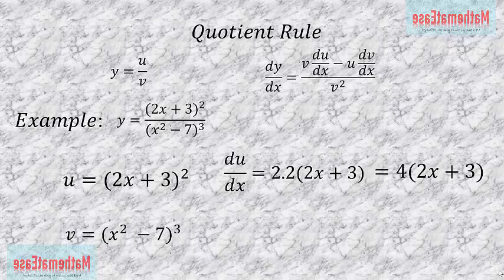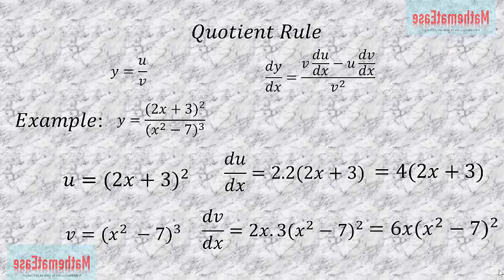V is equal to (x squared minus 7) raised to power 3. So you do the same thing. The derivative of V will be 2x multiplied by 3 in bracket (x squared minus 7) raised to power 2. So multiply that 2x and 3 as well, and it gives you 6x(x squared minus 7) raised to power 2.